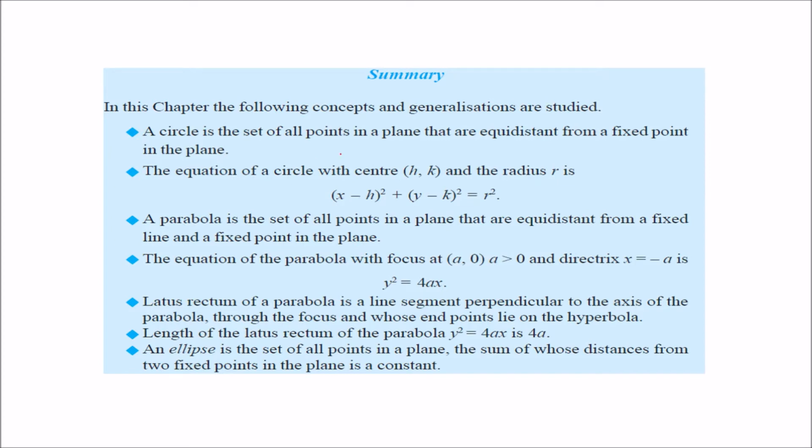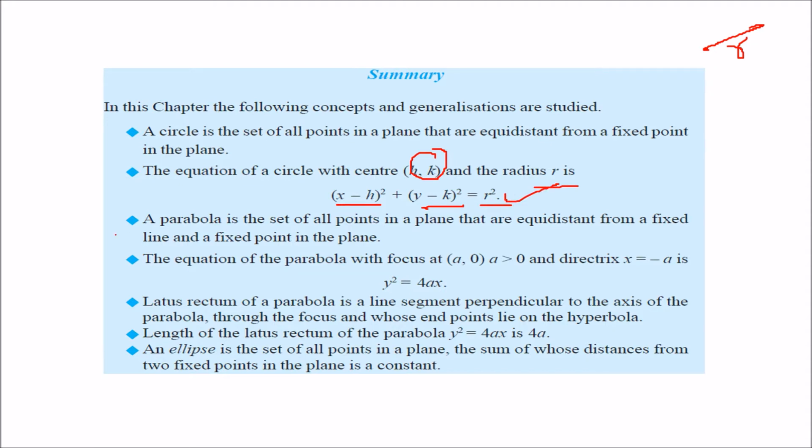Let us summarize what we have learned. Circle is what? These are all the points in a plane that are equidistant from a fixed point in the plane, which is called the center of that circle, and that distance is called the radius. So the equation of the circle, if the center we assume to be (h, k) and the radius r, will be (x minus h) whole square plus (y minus k) whole square equal to r square. This is your equation of the circle.